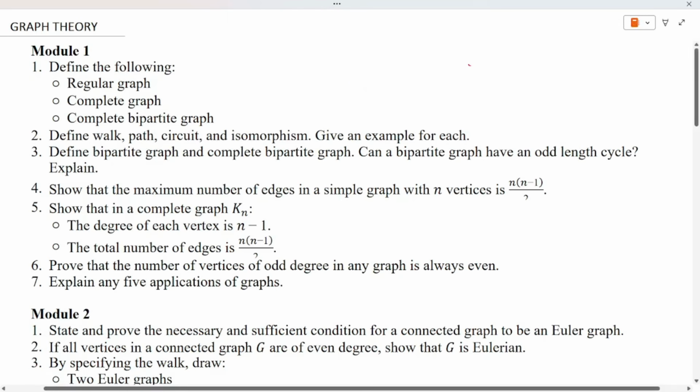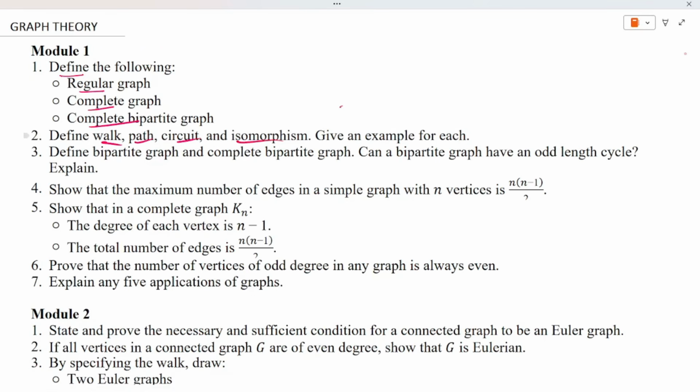First I'll say what questions you need to focus on, module-wise. If you want, you can even take a screenshot and start preparing. First, define regular graph and complete bipartite graph. Next is walk, path, circuit, isomorphism, and explain them. And next, bipartite graph and complete bipartite graph, and explain whether a bipartite graph has an odd cycle or not.